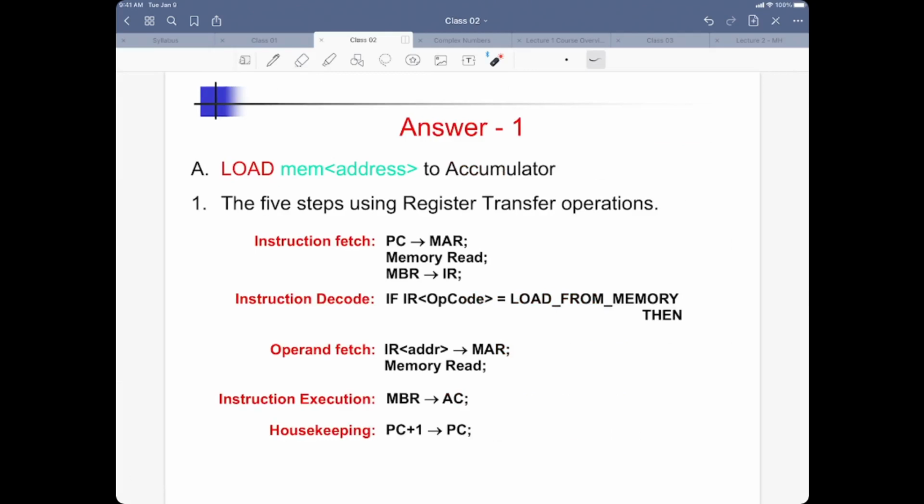That's your load accumulator. Step 1 didn't change. Instruction fetch is going to be the same for all of them. PC to MAR, memory read, MBR to IR. No problem.